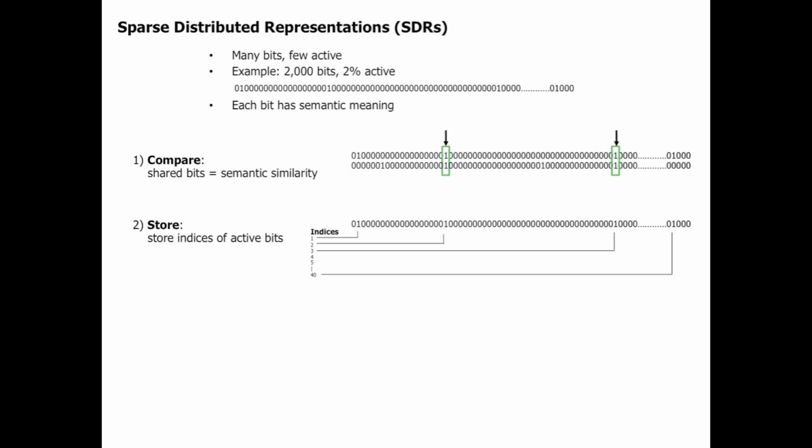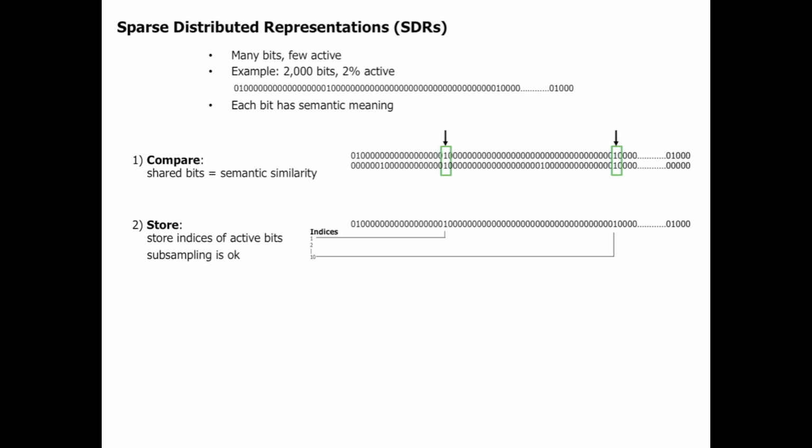Now, something else we can do, which we're going to take advantage of, is let's say I couldn't save the location of all 40 bits. I could only save a subset of them, maybe 10. We would call that subsampling. And it turns out that if you subsample, you're almost as good.